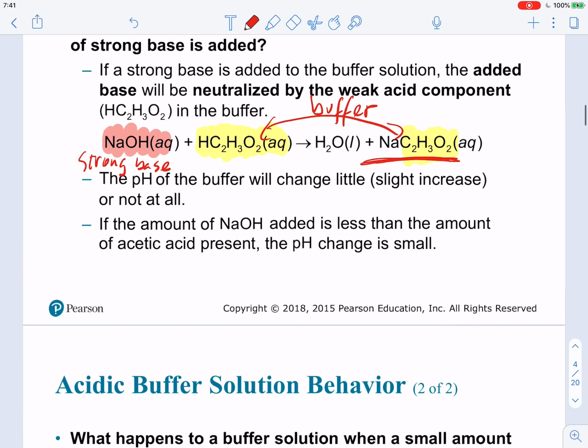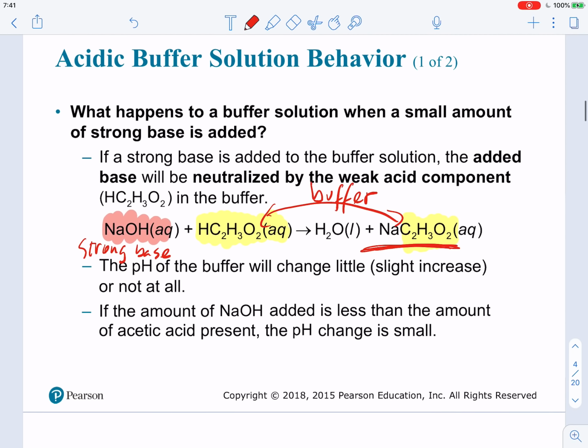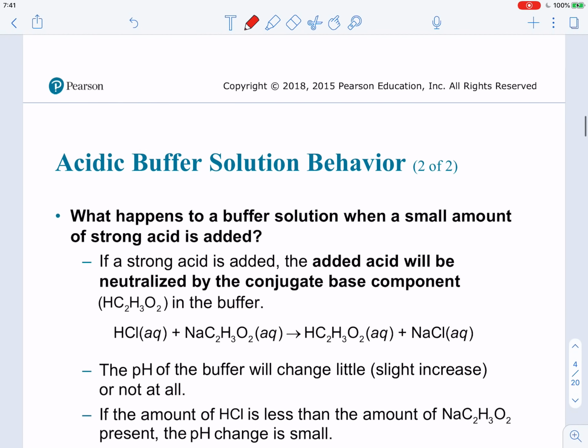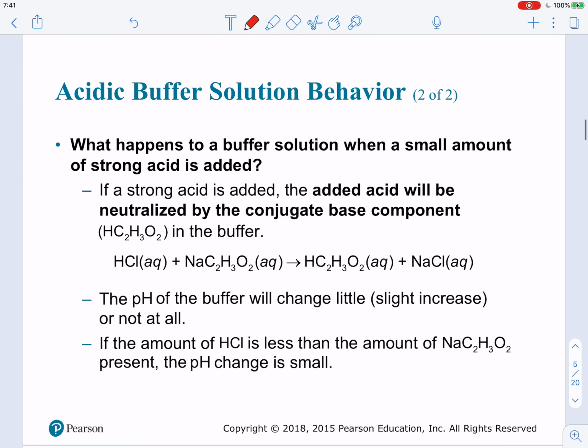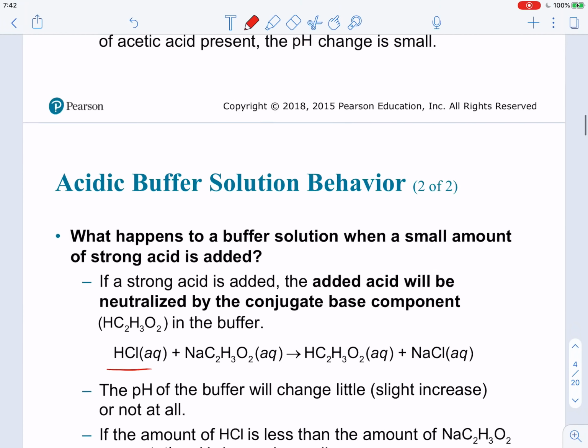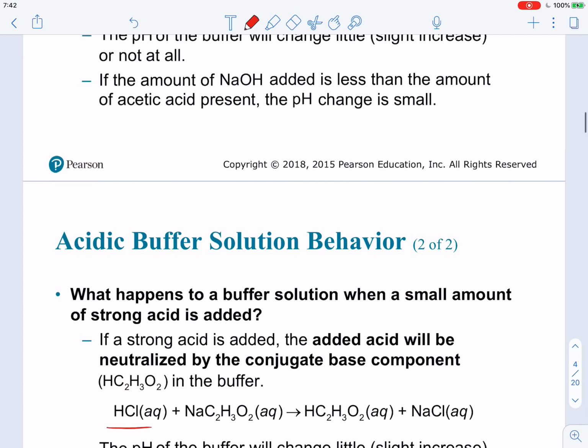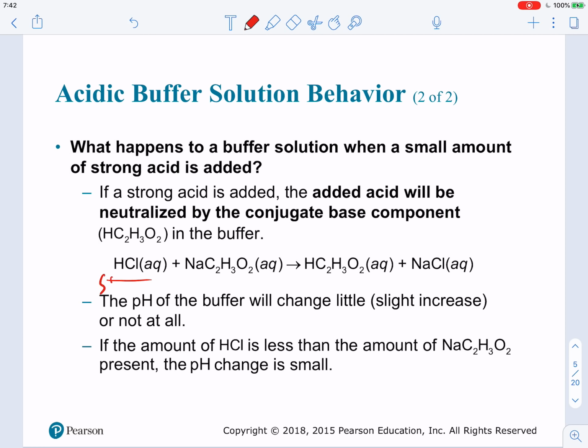So this was an acidic solution, right? So now, how does the buffer actually work? Now, if we're adding acid, okay, so in the first case, we were adding base, right? In the second case, we are adding a strong acid. And once again, we have our buffer system here. So it is the acetate plus the acetic acid.